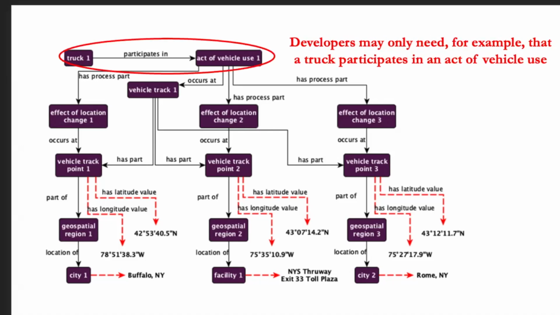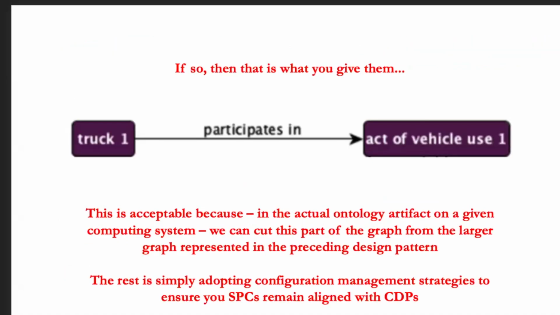Developers may only need, in fact, they may just need something like this. They may just need a truck participating in an active vehicle. This will be something you need to work out with them to see exactly what they need. But it's not uncommon that this be all they needed. Now you work, to the best of your ability, on the fuller pattern. You just don't have to give it to them.